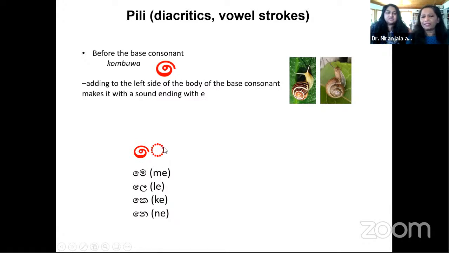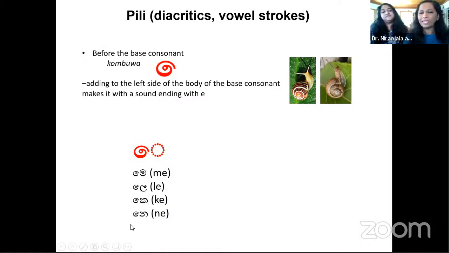This is the letter. So if you put the M letter in here like that, it makes me. And this is the L we showed you earlier, and then we added the little snail shell in front. That's le. And the K that we showed earlier, add the swirly in front, ke. And then ne. So you see the M, L, K, N sounds. As soon as you add the swirly, it turns into me, le, ke, ne.